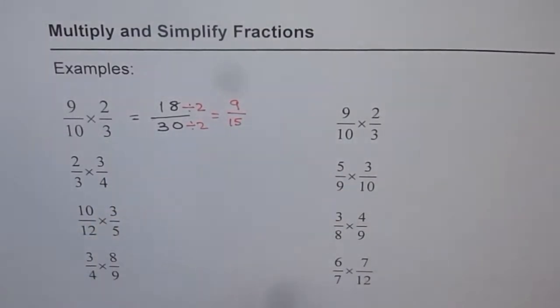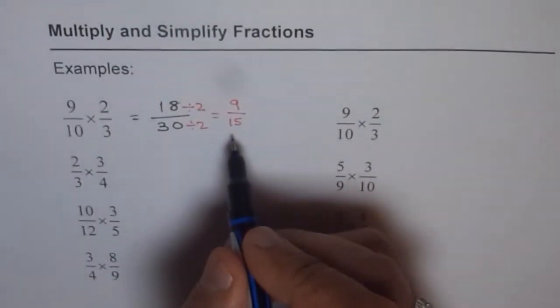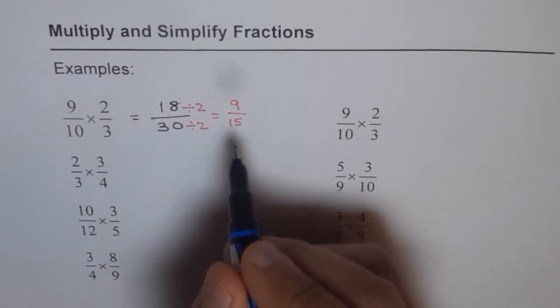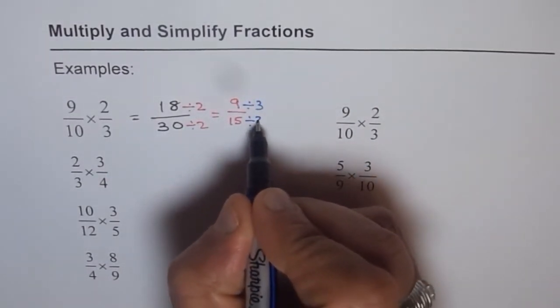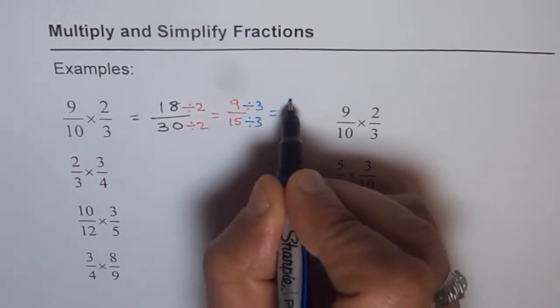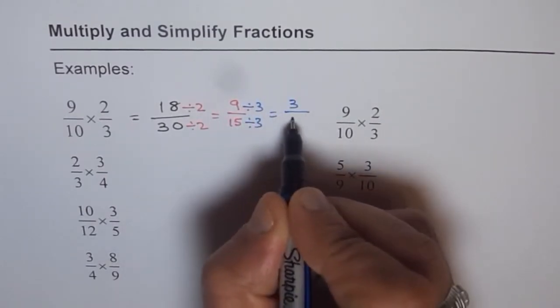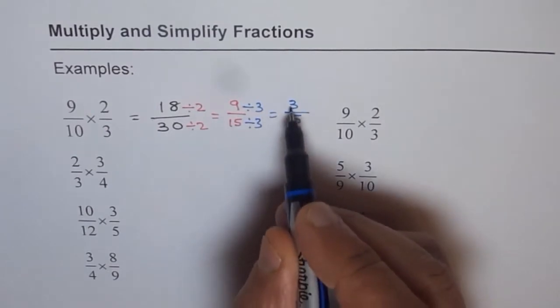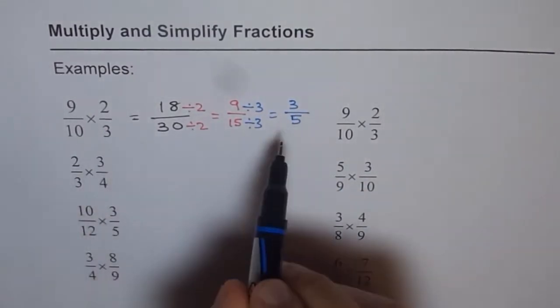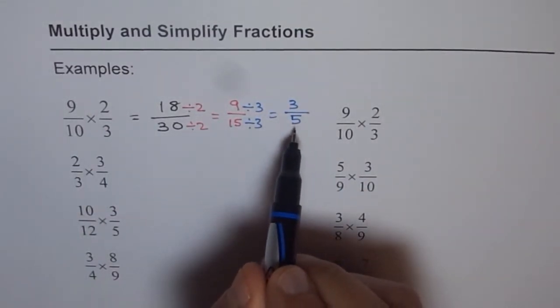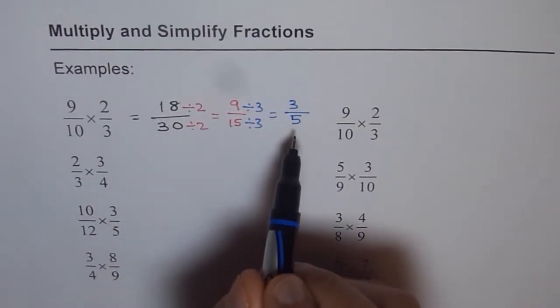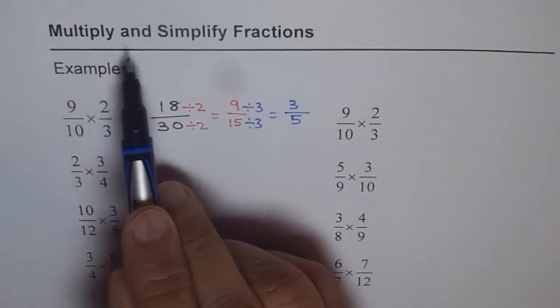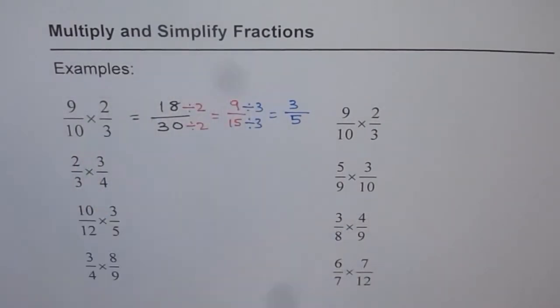Half of 30, right? Now, as you can see, 9 and 15, I can divide them both by 3. So let's divide them by 3 this time. 9 divided by 3 is 3 and 15 divided by 3 is 5. So 3 over 5 is the real answer, right? That is the answer in lowest terms. That is what we mean by saying multiply and simplify fractions.